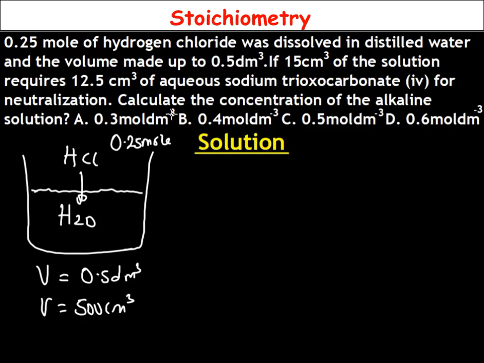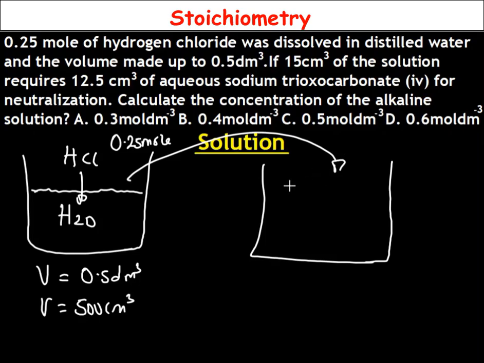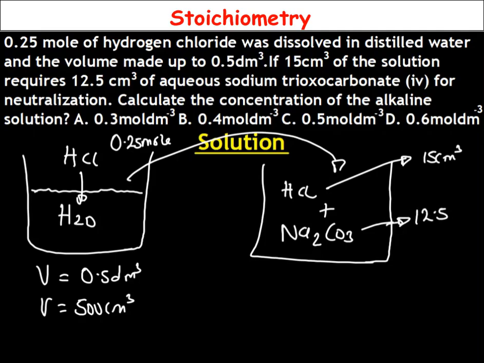With this done, if 15 cm³ of the solution requires 12.5 cm³ of aqueous sodium carbonate for neutralization, now this means that, let's say out of 500 cm³ of this hydrochloric acid, we took out 15 cm³ of this volume from this solution. Now we put it inside this container. We took out 15 cm³ of HCl, and then we pour it into the container, which also contains about 12.5 cm³ of sodium carbonate. So sodium carbonate was also in the solution, but the volume is about 12.5 cm³.